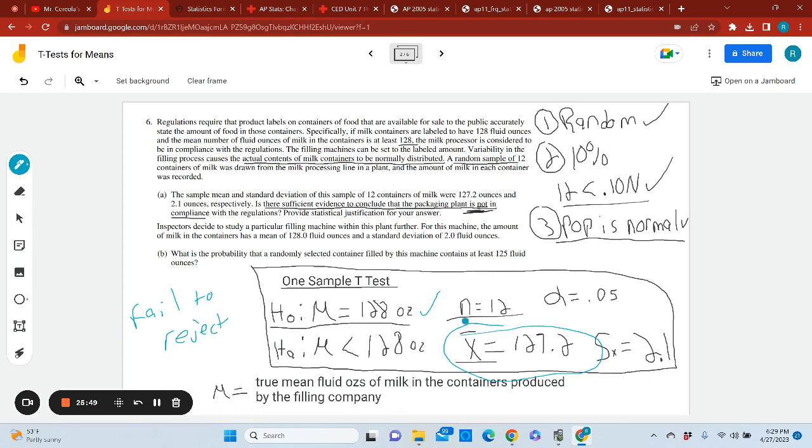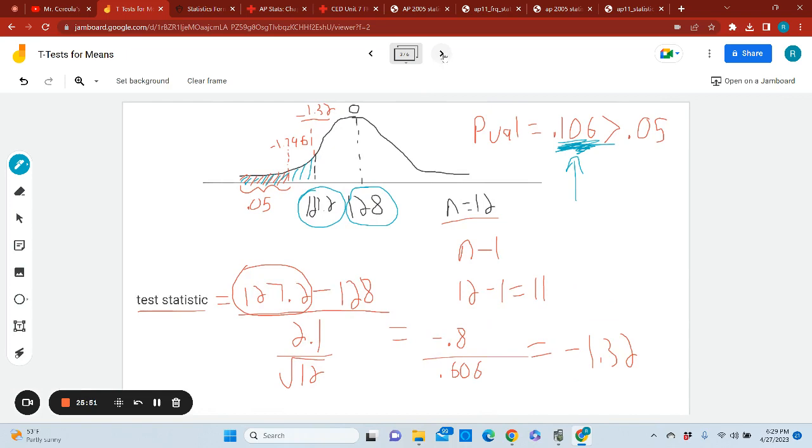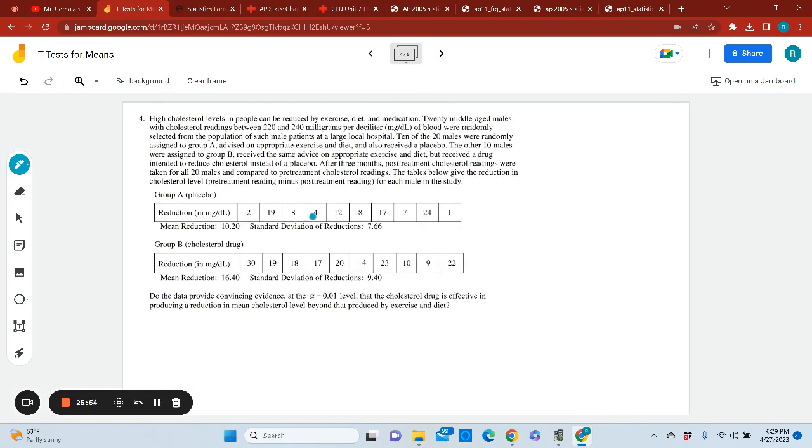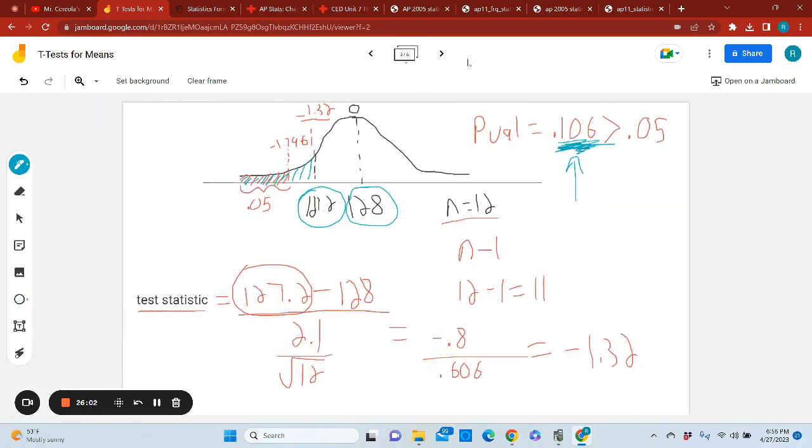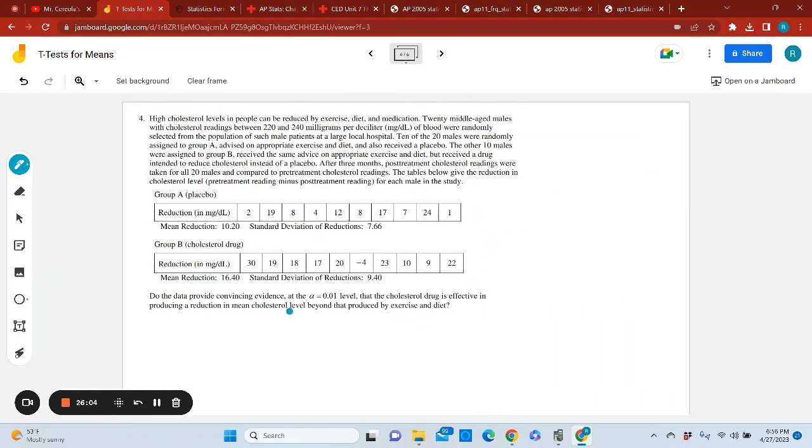So that is it for a one sample t-test. Let's do a 2-sample t-test. We are going to follow the same procedures that we just followed, basically, to conduct a similar test, but now we're going to do it on the difference between two means. So let's read the question.